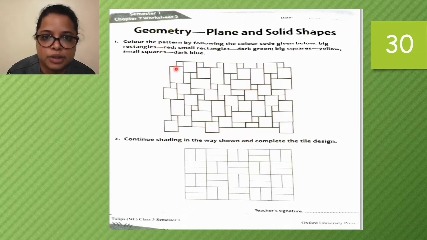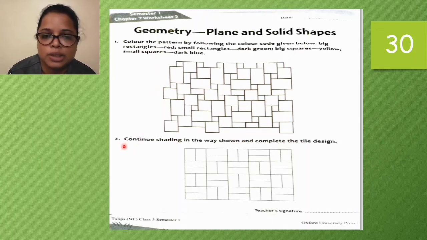The big rectangles, you can see these big rectangles, some are vertical, some are horizontal. These big rectangles you have to color red. And the small rectangles, can you see them? They have to be colored dark green. Then the big squares, you have to color them yellow. And the small squares, you can see the small squares here, they have to be colored dark blue. So you're going to color it accordingly.